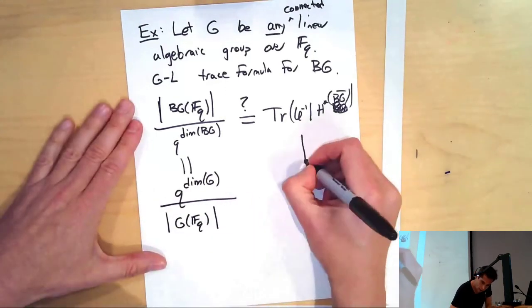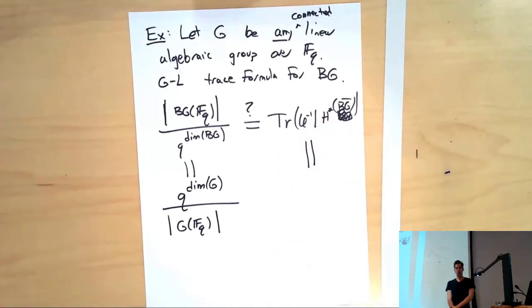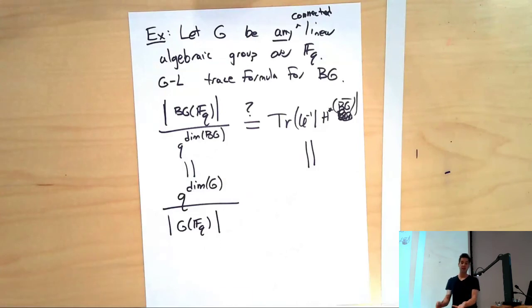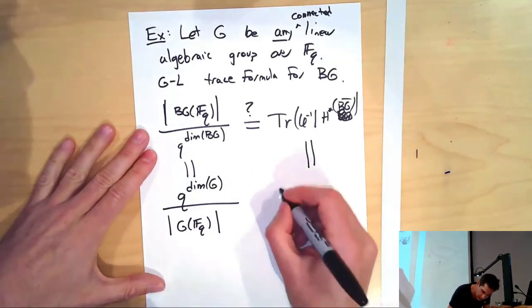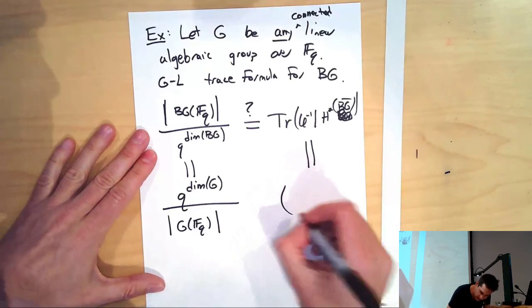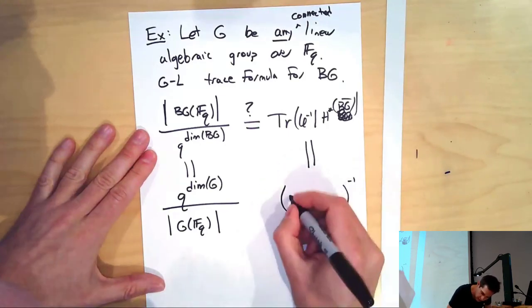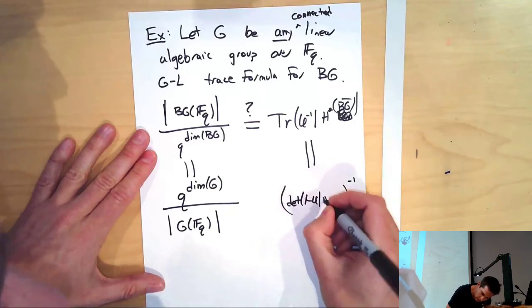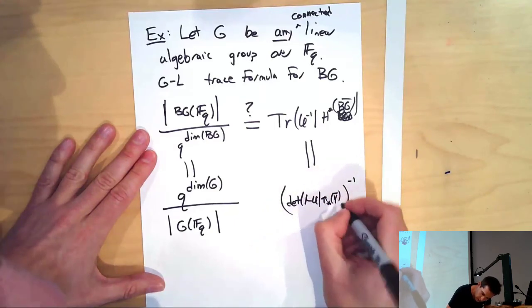Okay, and now what about the right-hand side? Well, the right-hand side is something that we just computed in terms of the action of Frobenius on the homotopy groups of BG. So this can also be written as, there's an inverse here, but the determinant of 1 minus Frobenius on the homotopy groups of Y bar with Q_l coefficients.